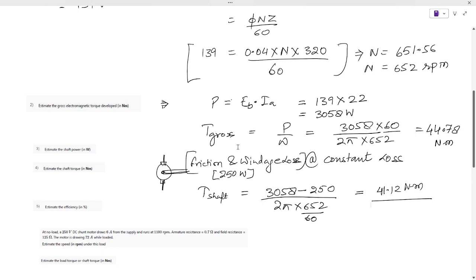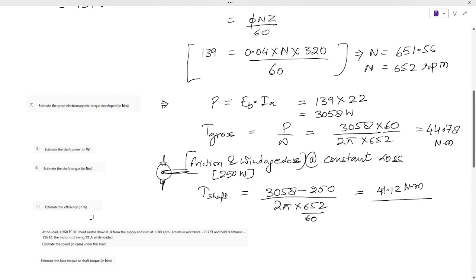Yes, sir. Okay. So we were there at estimate the shaft torque in Newton meter. You understood now, we have to subtract the constant loss of the machine from the total power which is developed, that is EB into IA. From that we will subtract the constant losses, and then we will get the shaft power. Then we will divide it by the angular speed, and we will get the shaft torque.